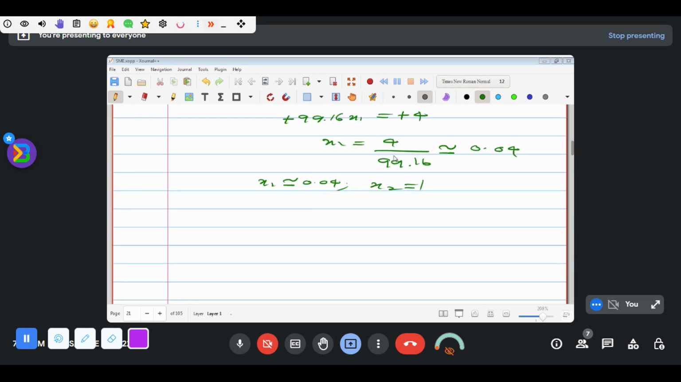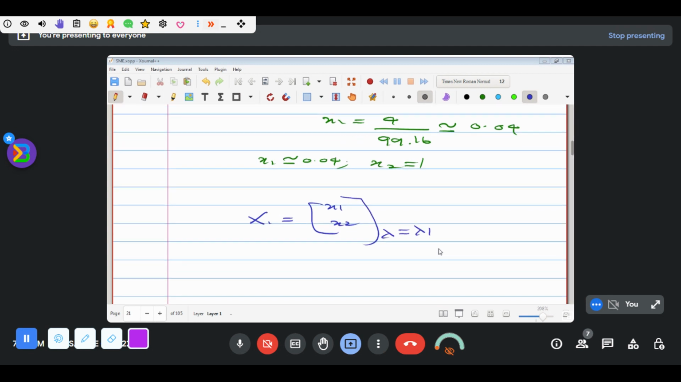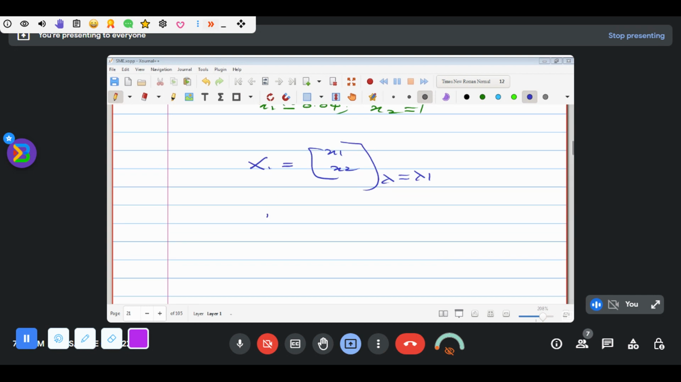Total 2 eigenvectors. The first eigenvector is completed. That eigenvector value, capital X1, equal to, what is the formula? x1, x2 around the first lambda 1. Okay, then what is the result here? Capital X1 equal to, what is the small x1 value? 0.04, and the x2 value is 1. The corresponding lambda 1 value is 100.16. This is the first eigenvector in this problem.